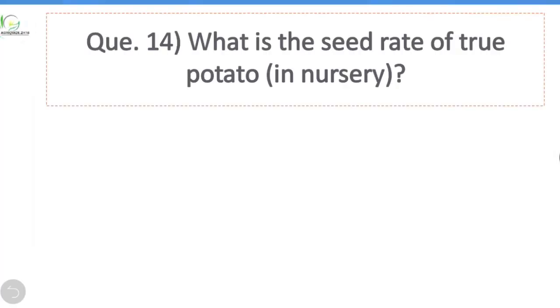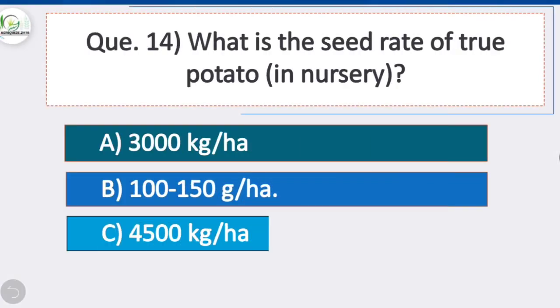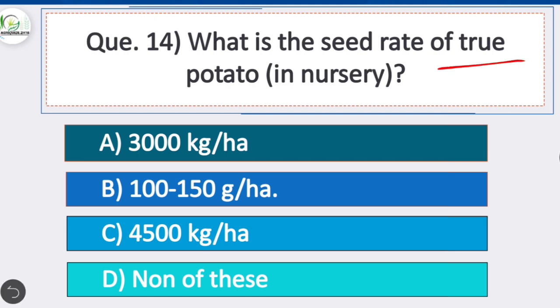Next question, question number 14. What is the seed rate of true potato in nursery? Option B is correct, 100 to 150 grams per hectare.